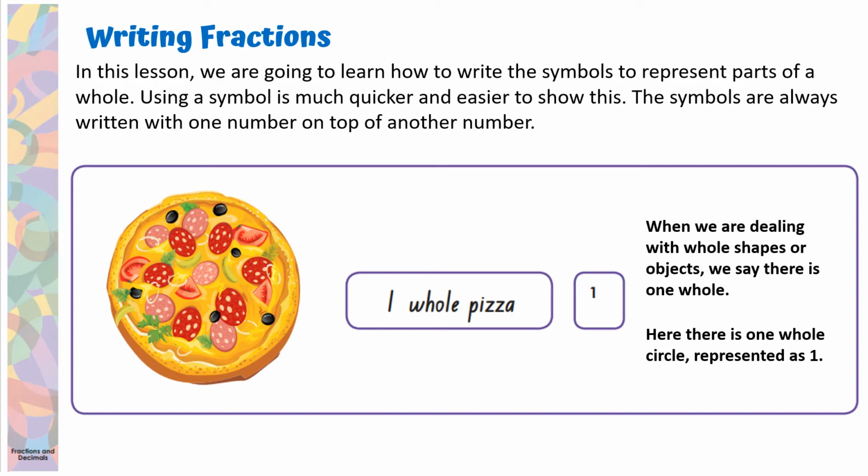Can you see we've got the whole pizza? Well, the whole would just be written as 1. When dealing with a whole shape, we say there is one whole. So here there is one whole circle and it's represented as 1.